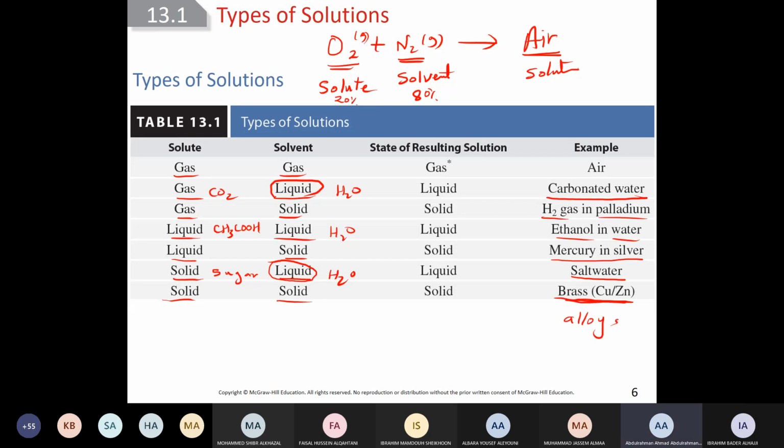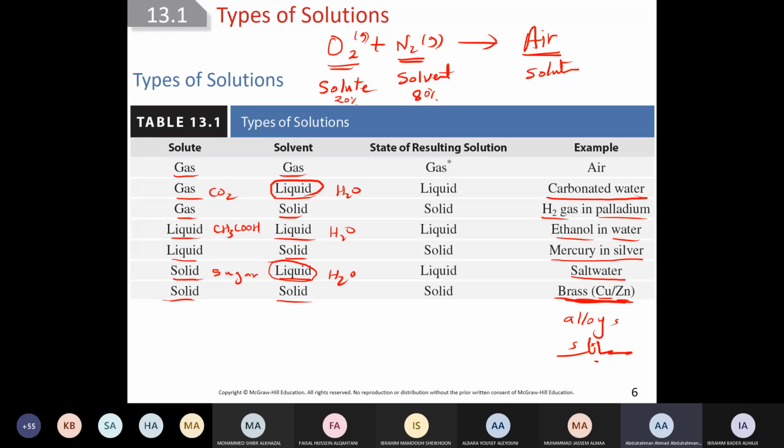Alloys, which is... what does alloys mean in Arabic? Granules? Sabaik. All alloys, like brass, which is copper and zinc, or we have carbon in gold, things like this. These are called sabaik or alloys.